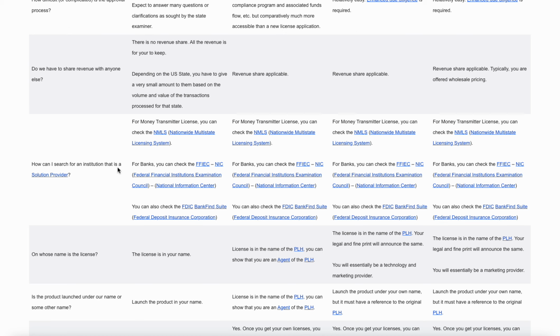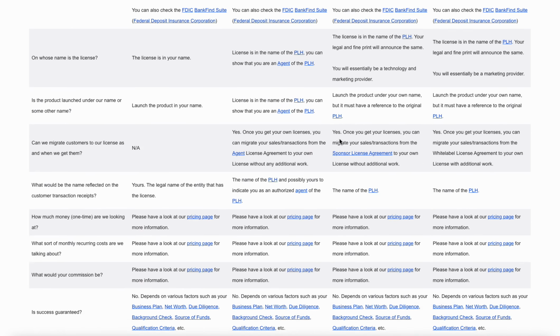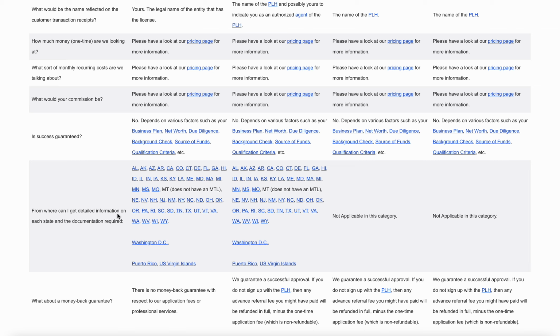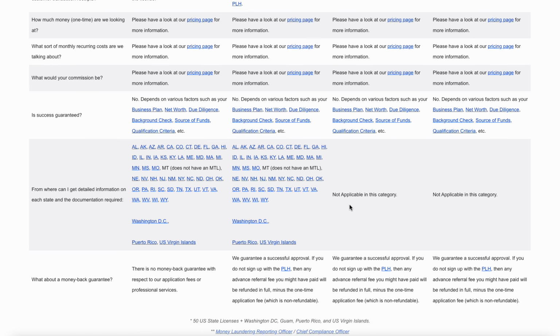How can I search for an institution that is a solution provider? We've told you where to go, and you can look for the names. Whose name would be on the license? Can we migrate customers to our license as and when we get them? And the answers are provided here. From where can I get detailed information on each state and the documentation required? We've given all the states and all the information on all the documentation that is required.